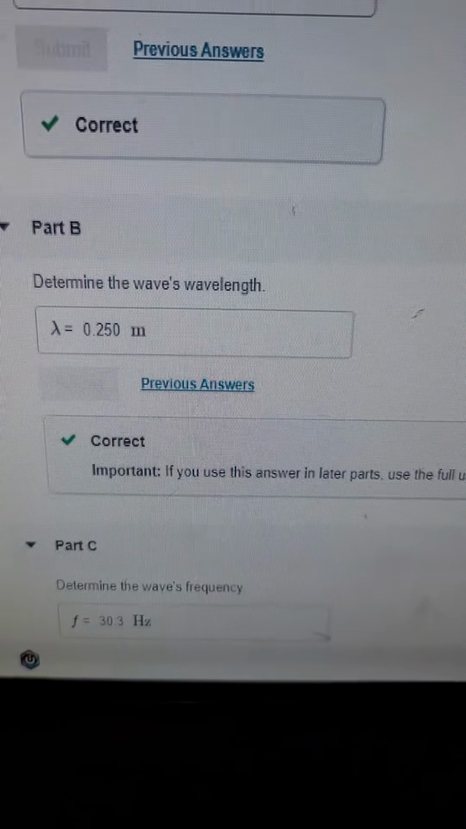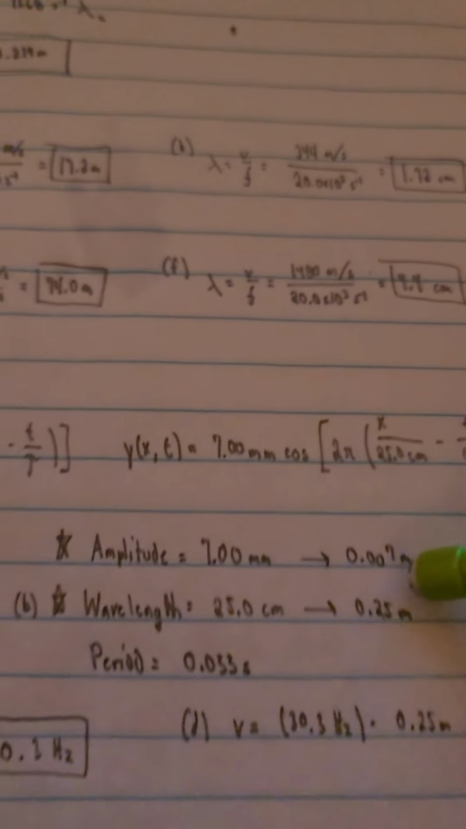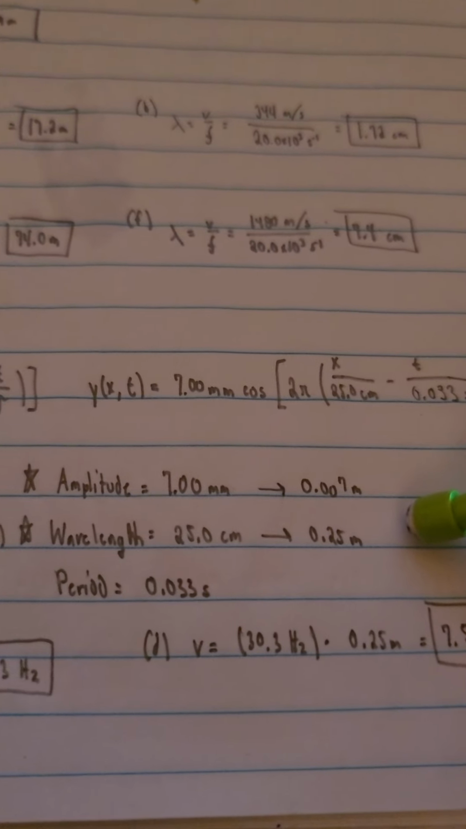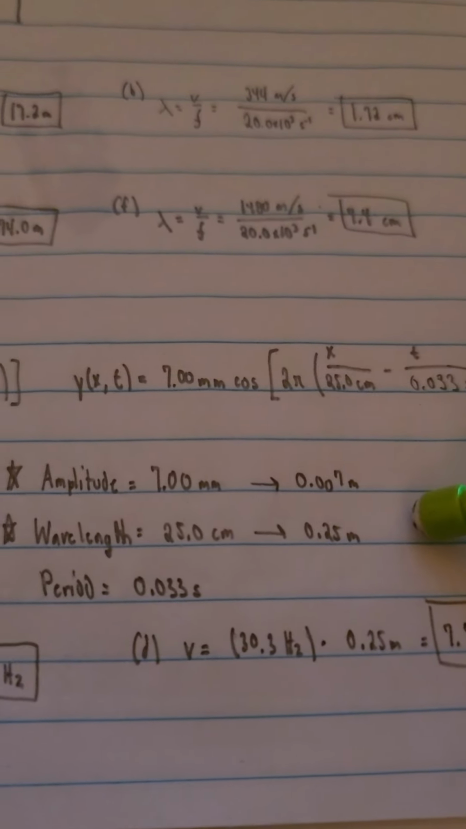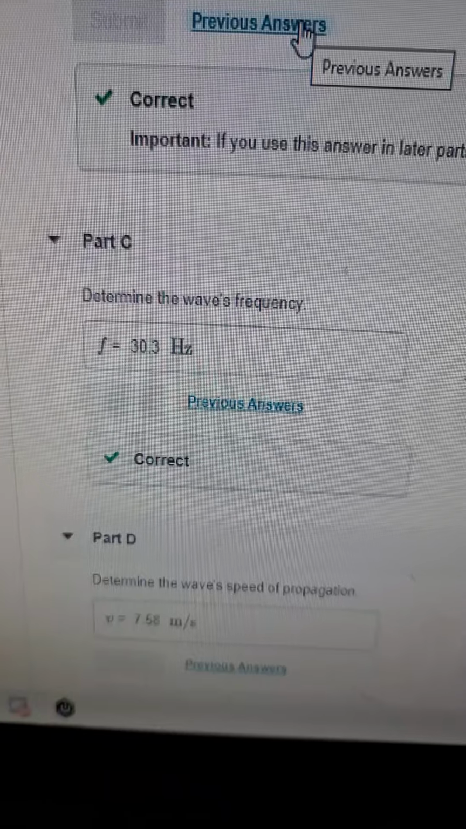the wave's amplitude. And then part B reads, determine the wave's wavelength, which will be the other given, which is the length, which was 25 centimeters, and we convert it to meters, which is 0.25 meters. And then it says determine the wave's frequency for part C.